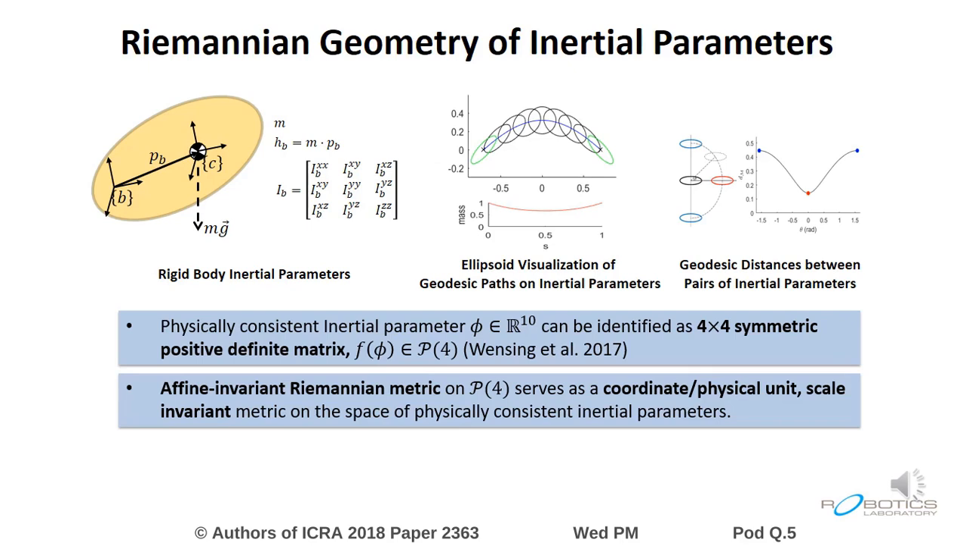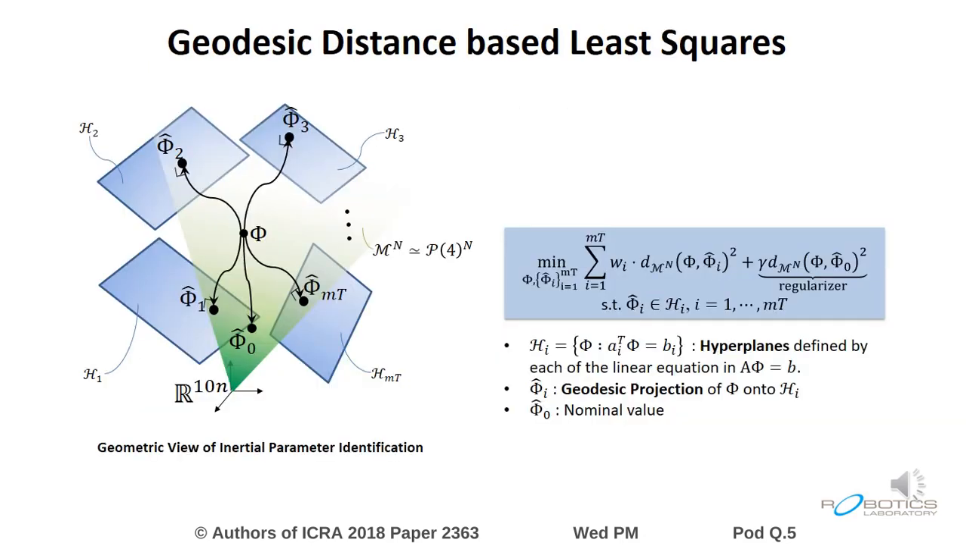The proposed Riemannian metric is also invariant to the choice of physical units and scales used in the characterization of masses and inertia tensors. And these invariant properties essentially allow a well-conditioned identification of physically consistent inertial parameters. Based on this geometric setting, we formulate the inertial parameter identification problem as minimizing a certain geodesic distance-based nonlinear least squares criterion on the manifold of symmetric positive definite matrices. And we also derive a corresponding geometric optimization algorithm for this problem.